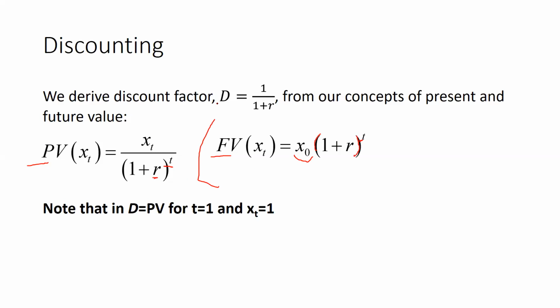So we see that discount factor up here looks a lot like present value down here. In fact, we can note that discount factor equals present value where our future value is 1 and our number of time periods is 1. So if x sub t equals 1 and t equals 1, then present value equals d, the discount factor. Questions so far?